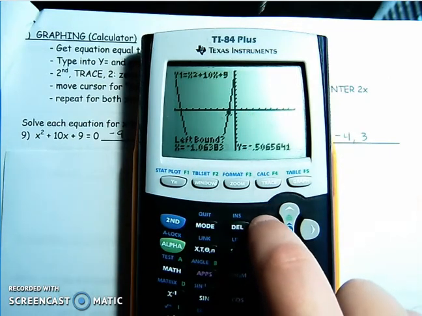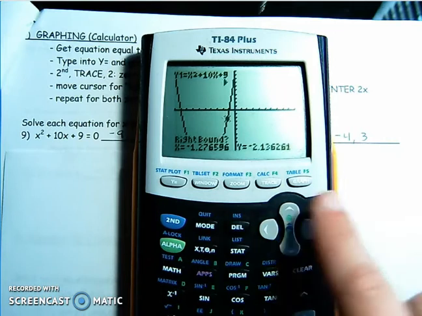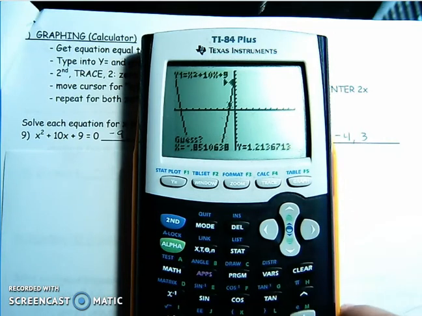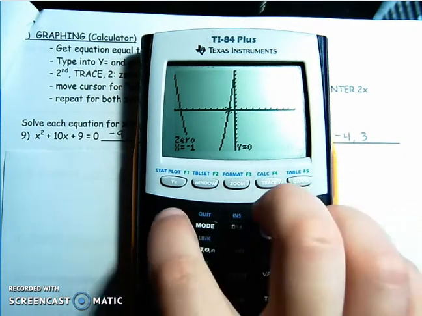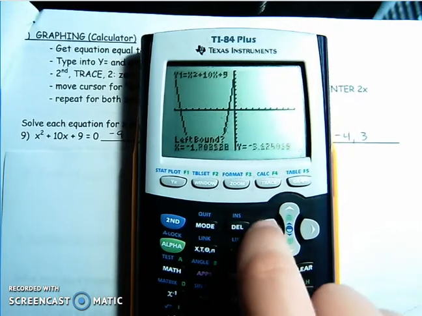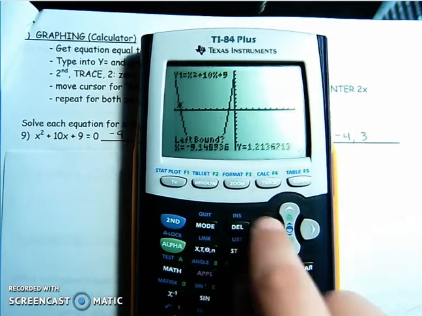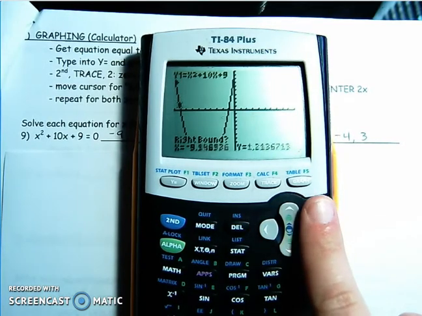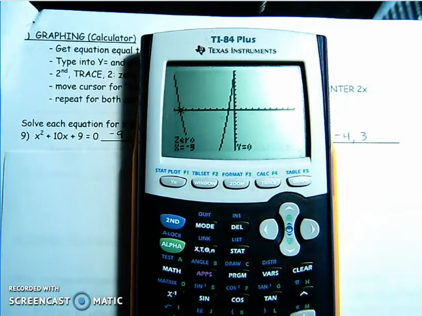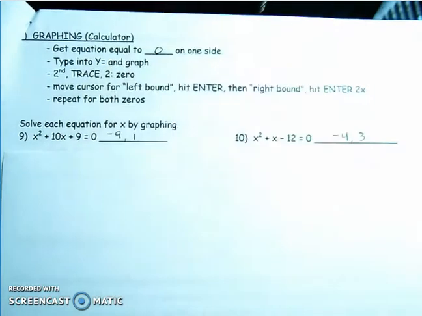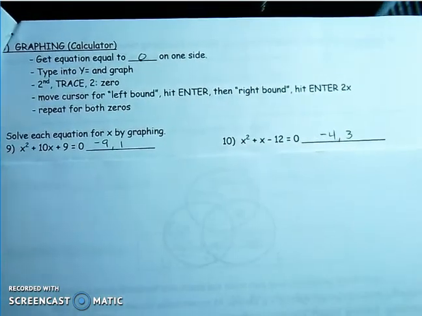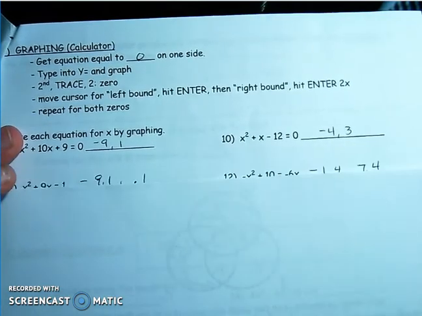I'm going to hit my left arrow until that cursor's on the left side of it. Then hit the right arrow until it's on the right side. Hit it twice, and it tells me the zero's at -1. You do it again, hitting the left arrow until the cursor is on the other side of that 0. There we go. Hit it to the right side and guess. -9. In number 10, it works out nice and pretty again with it being -4, -3.